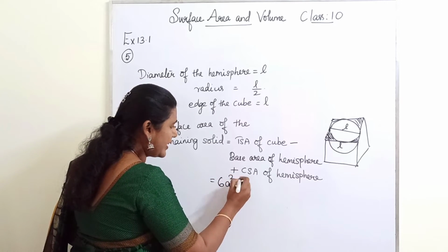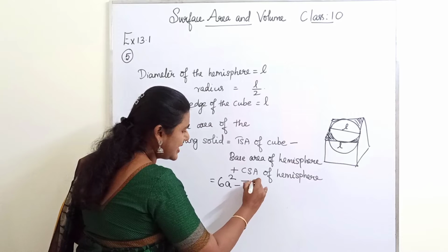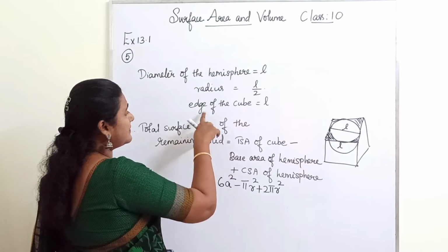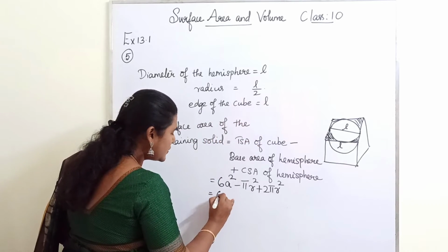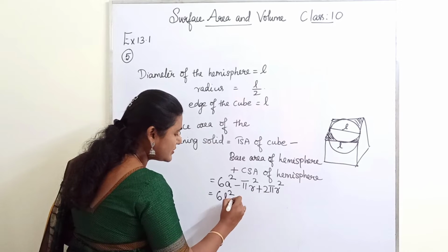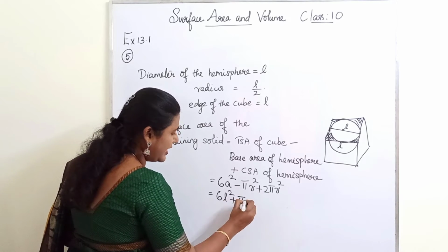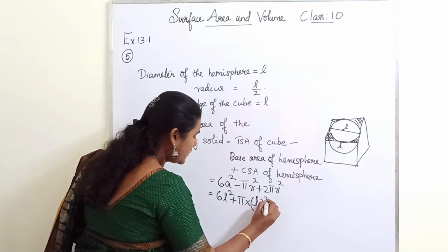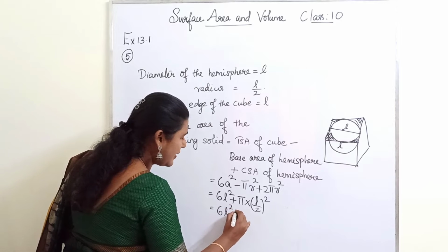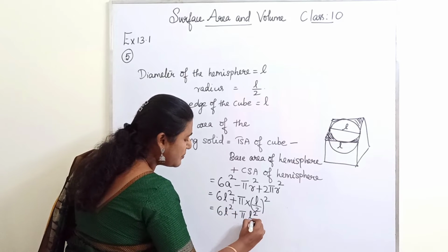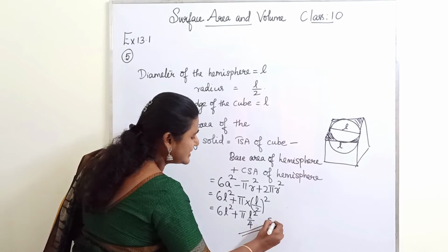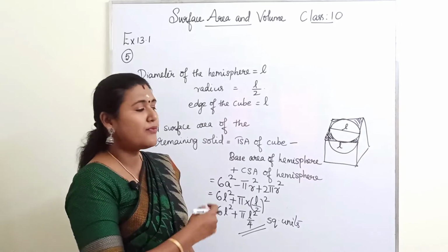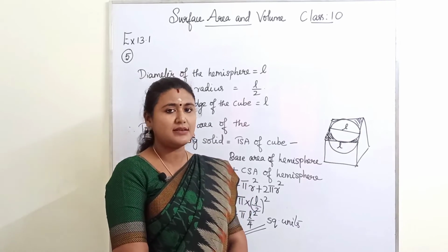So 6a square, plus base area of the hemisphere pi r square, plus 2 pi r square. What is the edge of the cube? A is L. So 6L square. These two when you simplify we can write 3 pi r square. What is the radius given? L by 2, the whole square. So we can write it as 6L square plus 3 pi L square by 4. This will be the answer, in square units, for the surface area of the resulting solid.